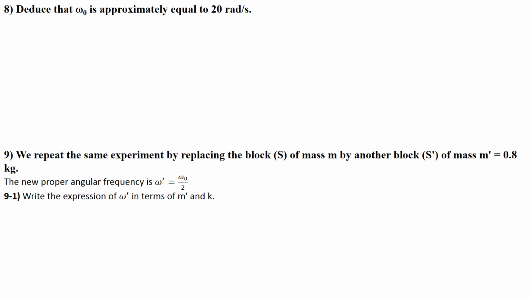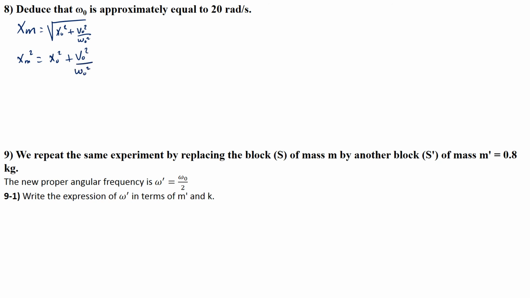Deduce that omega 0 is approximately equal to 20 radians per second. To solve for this, we will make use of what we found before. I will solve this in two methods. The first method, we found that xm is equal to square root of x0 squared plus v0 squared over omega 0 squared. Square both sides because we are looking for omega, which is under the radical. You will get xm squared is equal to x0 squared plus v0 squared over omega 0 squared.